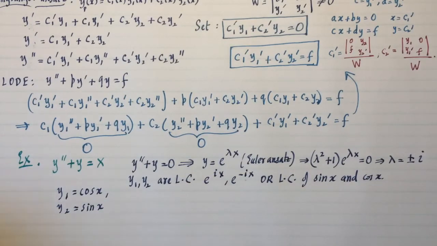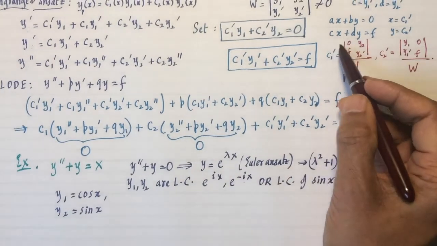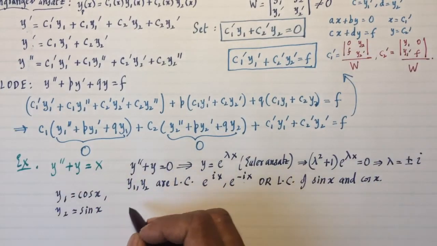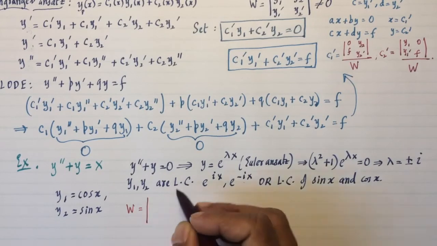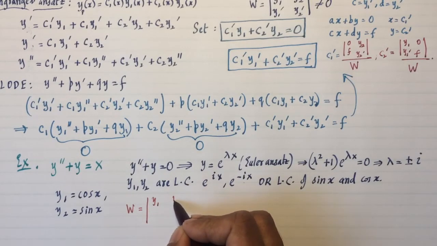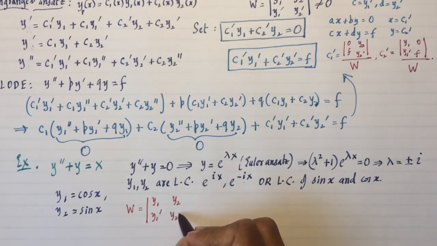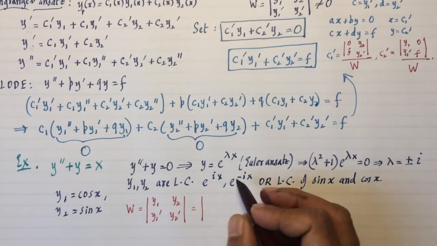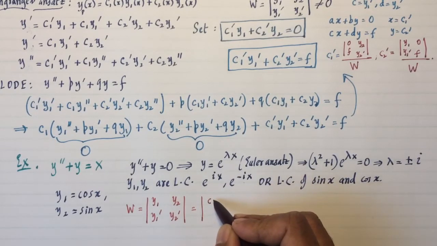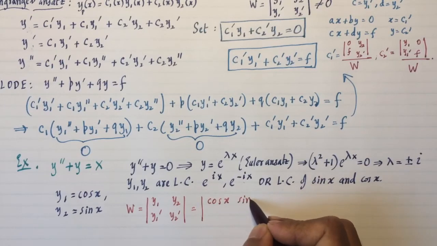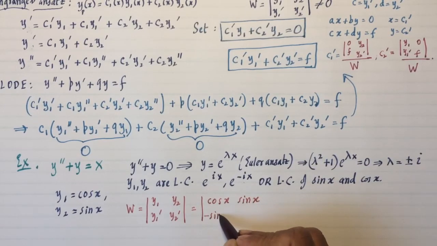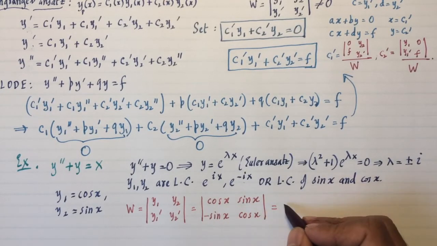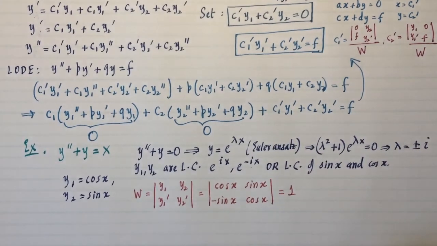This Wronskian will then be used to find C1 and C2 for the full solution. So the Wronskian is just, remember what it is: y1, y2, y1 prime, y2 prime. So let me first write cosine and sine. Differentiating cosine gives me negative sine, and differentiating sine gives me cosine. Well, that's great, because cosine squared plus sine squared is 1. So the Wronskian is a very easy thing in this case.